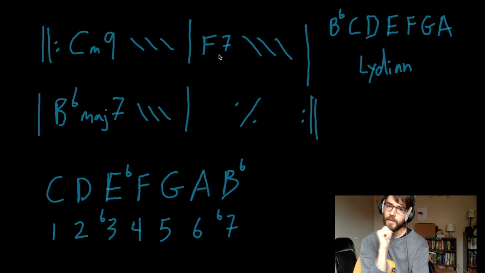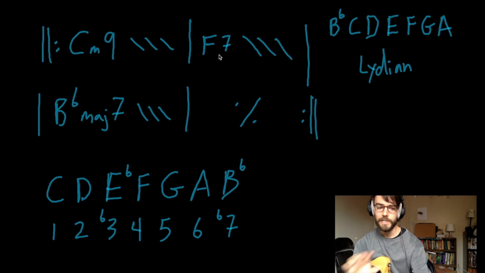Alright, so there's your Lydian mode. So it's a slightly different example. It doesn't follow quite the same pattern as we saw before. Alright, this next one's pretty straightforward as far as they go. We're just going to do a vamp.